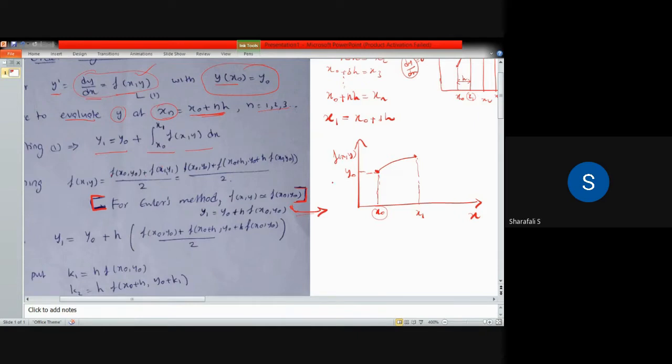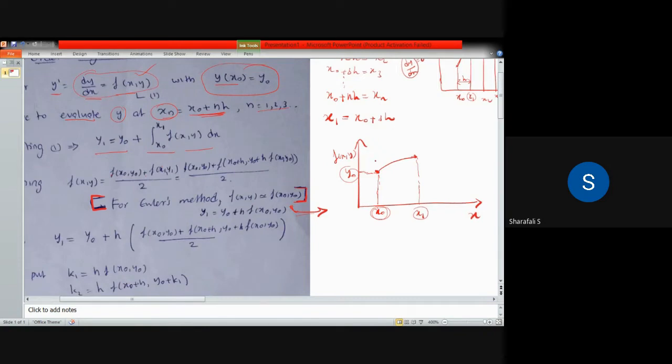So this initial condition is given so that I know what the y value is at x0, that is, the y value at the initial x value. Then what will be my y value at the second x value, that is x1? What will that y value be? That we have to find out.